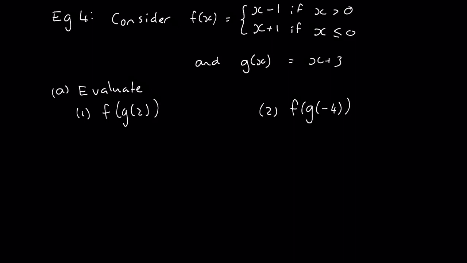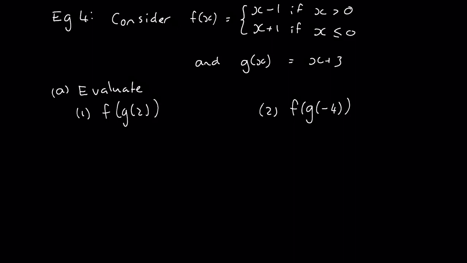So example 4 is consider f of x is equal to x minus 1 if x is greater than 0, and x plus 1 if x is less than or equal to 0, and g of x is equal to x plus 3. Right, so they're first asking for question 1 of A, evaluate f of g of 2.